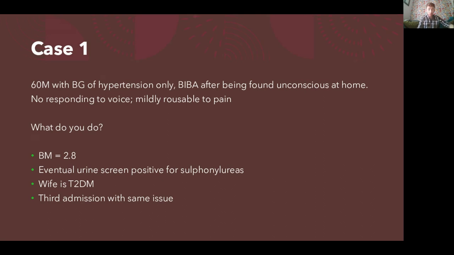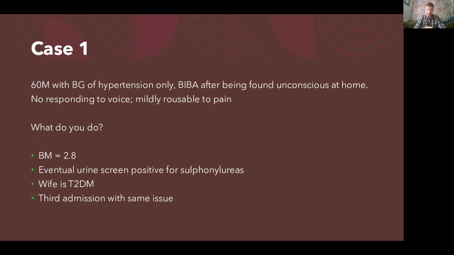They're maintaining their own airway. They're just not responsive. They're hemodynamically stable and perfusing their peripheries well. But that blood sugar comes back at 2.8. And this is a patient that I saw. They had come in with hypoglycemia 3 times in the absence of any obvious blood sugar disorders. The only thing of note was that this gentleman's wife had type 2 diabetes and did take a sulfonylurea. And she had access to the medicine cabinet.